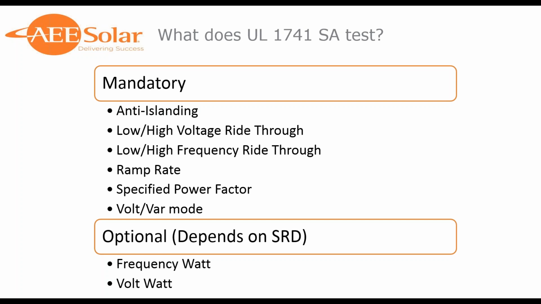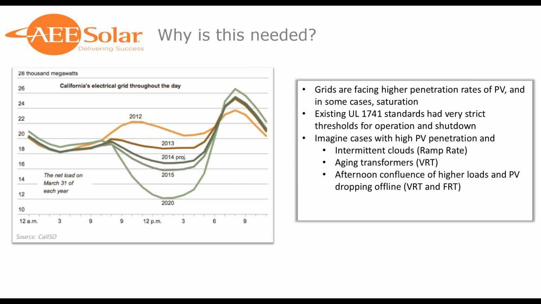Great question here. Why is this stuff needed? So the short answer is grids are facing increasing penetration rates on PV, in some cases saturation. And the original 1741 standard had very strict thresholds on anti-islanding. The voltage windows and the frequency windows were very narrow. And essentially this was brought about as a safety concern. If a grid voltage or frequency was fluctuating, there was the concern that linesmen would be working on that grid, and the utmost concern was safety.